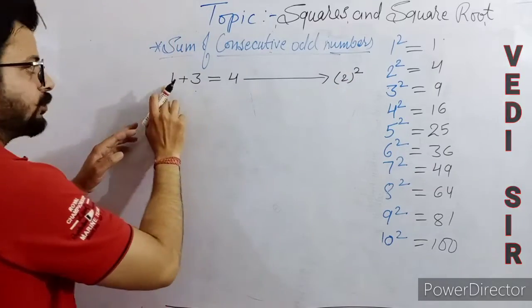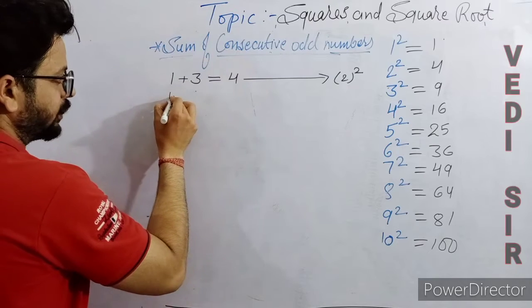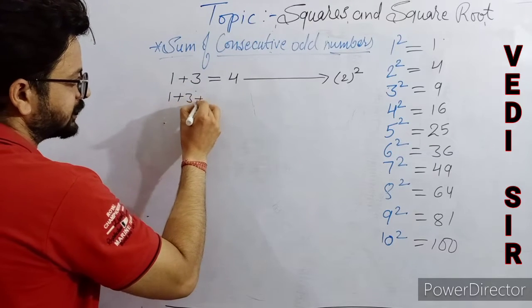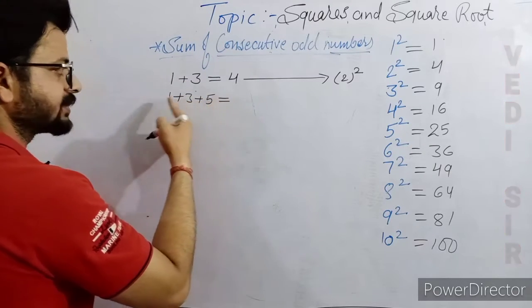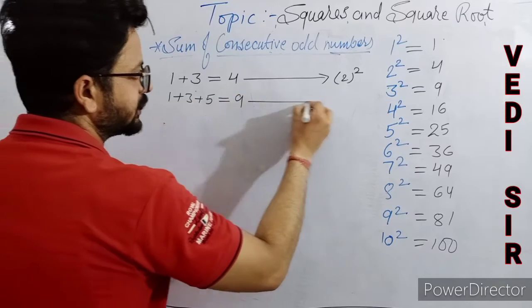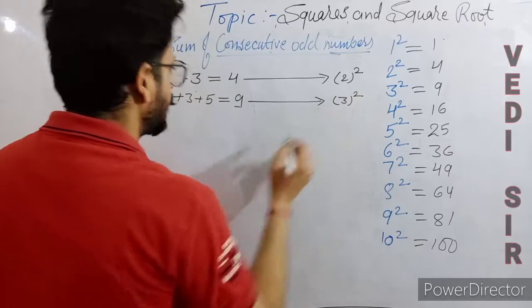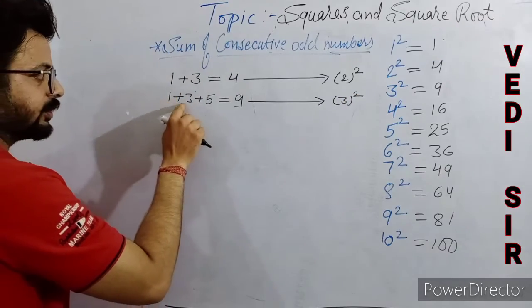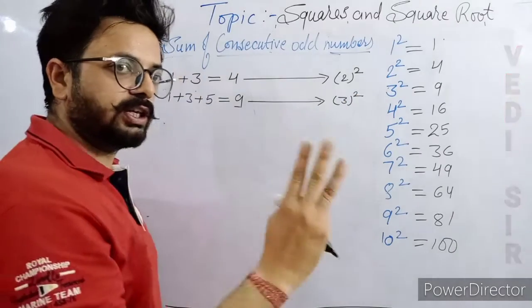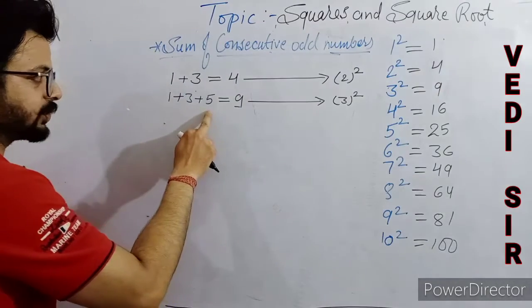And how many numbers are there? 1 and 2. Okay. Again, 1 plus 3 plus 5. What is coming? 9, which is the square of 3. Again, how many numbers are there? 1, 2, 3. First 3 odd numbers. This is the sum of the first 3 odd numbers.